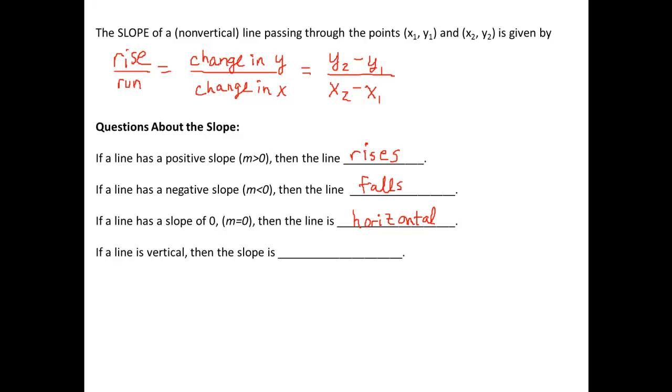Now if we have a vertical line, which means x isn't changing, then in our formula, x2 minus x1 is 0. So I would be attempting to divide by 0, which is never a good idea. So in the case of a vertical line, we say that the slope is undefined.